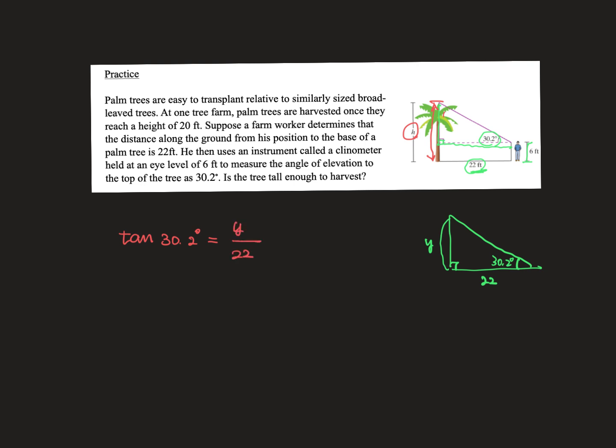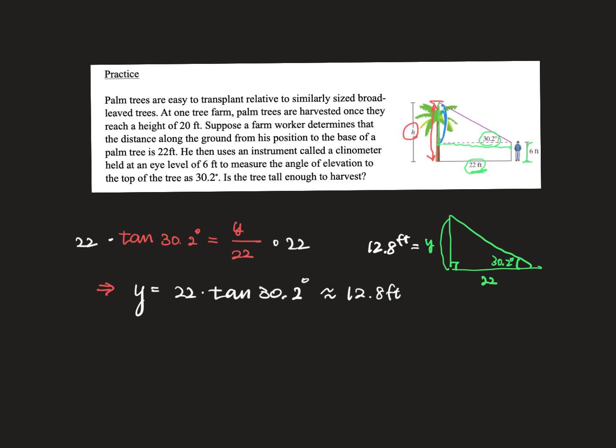Let's set it up first. So what is the y value? You multiply by 22 on both sides. So y is going to be 22 times tangent 30.2 degrees. You find this with the calculator: 12.8 feet. You find this one only, guys.